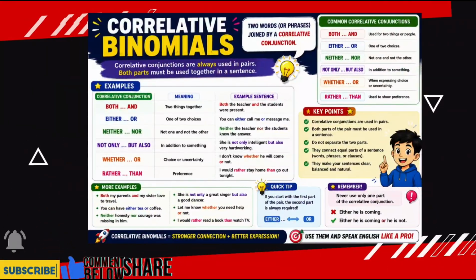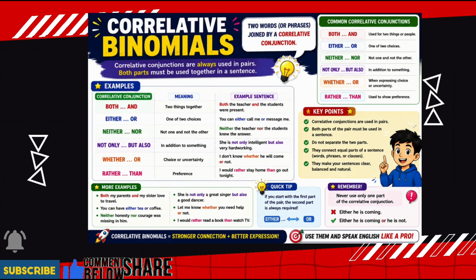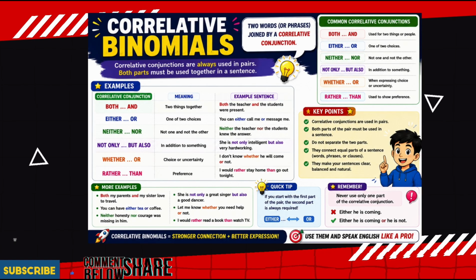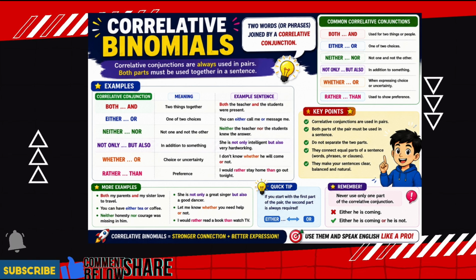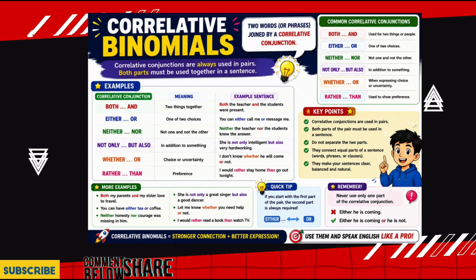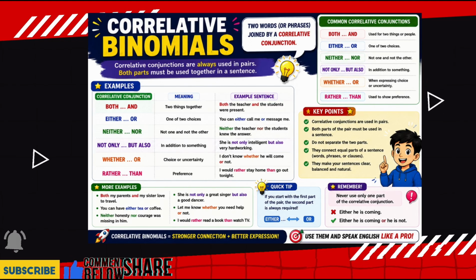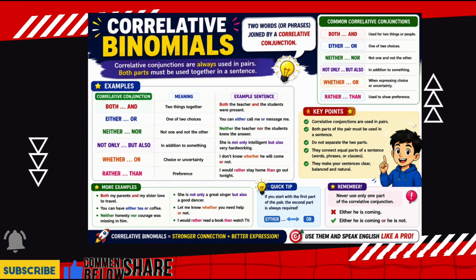So let's move to the next binomial type, correlative binomials. Correlative conjunctions are always used in pairs, and both parts must be used together in a sentence. Example: both and, meaning two things together. Both the teacher and the students were present. Either or, meaning one of two choices. You can either call me or message me.